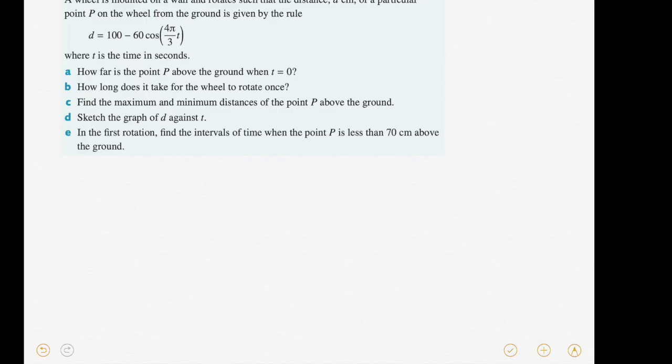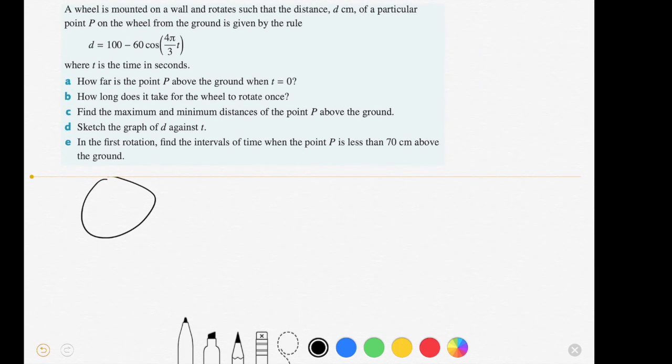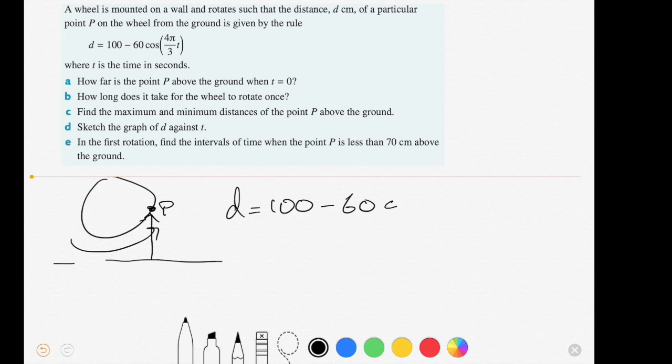So this is a question that gives us the equation, which we can see at the top there, and the question is based on this situation. A wheel is mounted on a wall, so I like to start with the diagram. We've got a wheel that is mounted on the wall and it rotates, so it's spinning, such that the distance d of a particular point P from the ground, so we've got a point here, P, and we're measuring the height of that distance from the ground, and that is given by the equation d is equal to 100 minus 60 cos 4 pi on 3t.